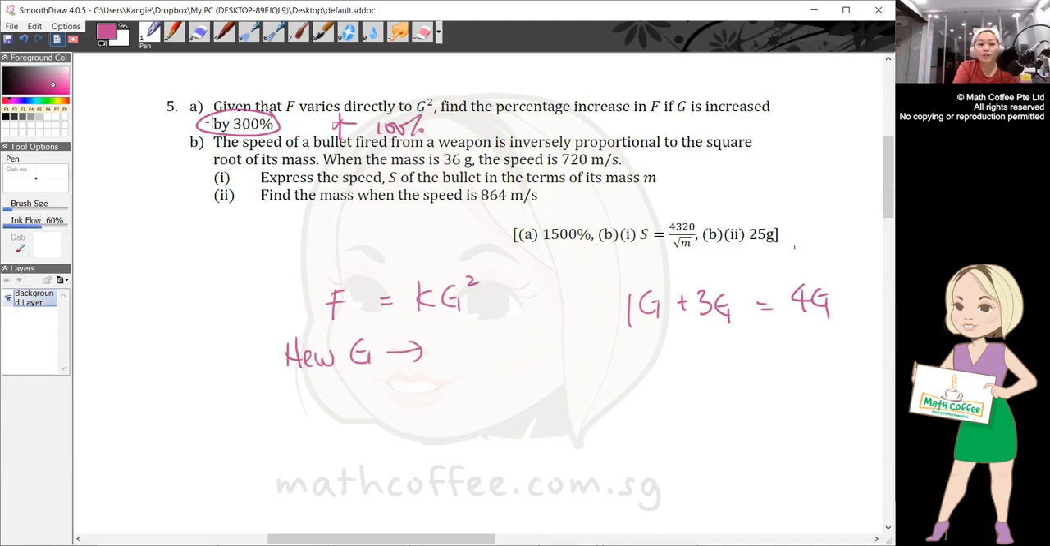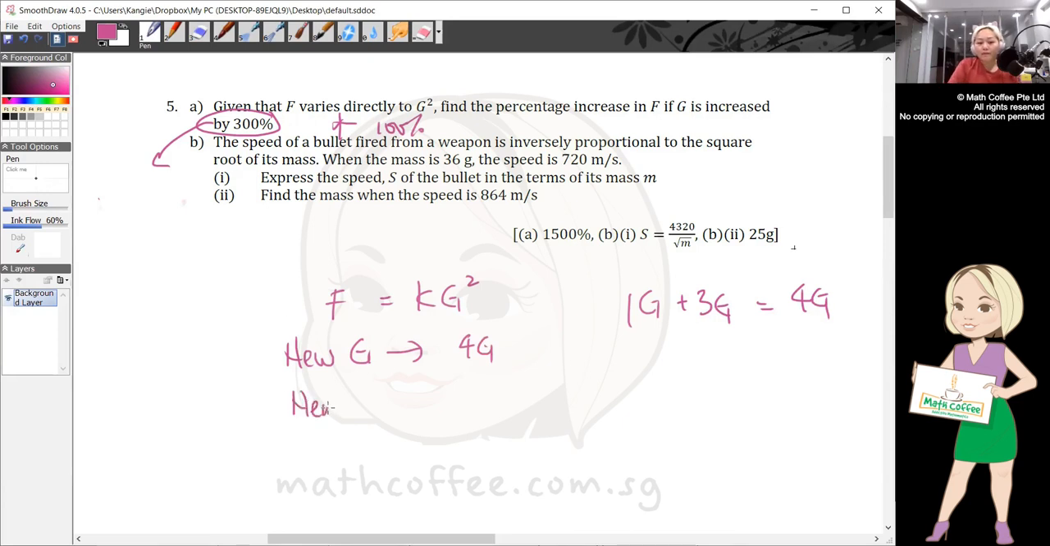But if this question changed to say it increased to 300%, with the word to, that means 1G becomes 3G. It's not plus 3G, so it won't be 4G. Okay, so take note of this small thing. Of course, for this question it is by, so of course it will be 4G. So now I know my new G will be 4G. And then I need to find out what's my new F.